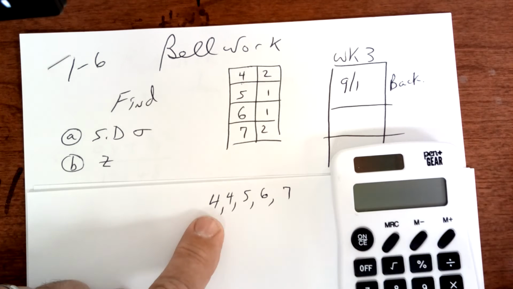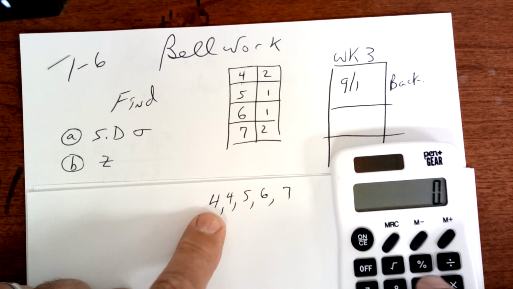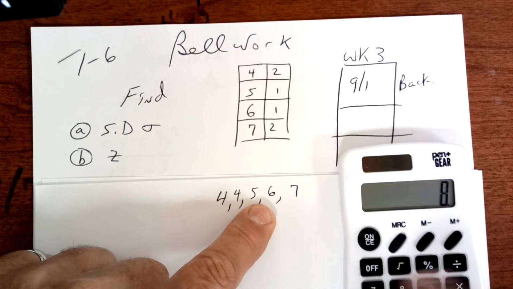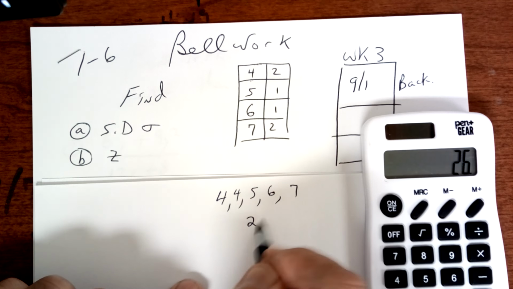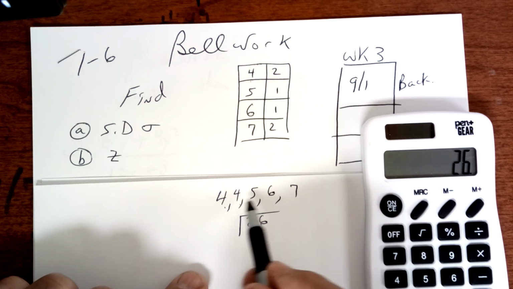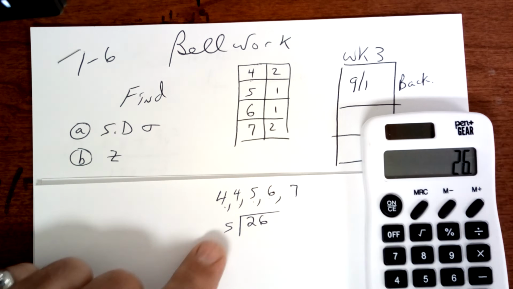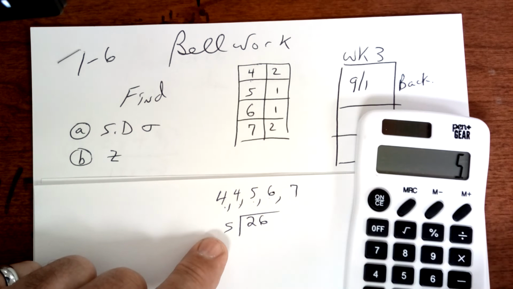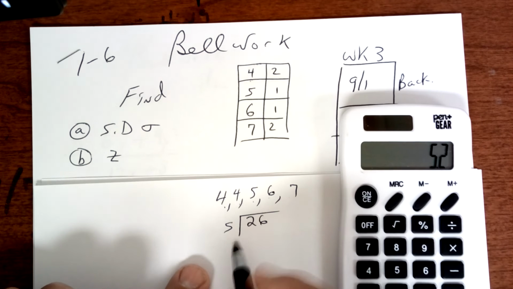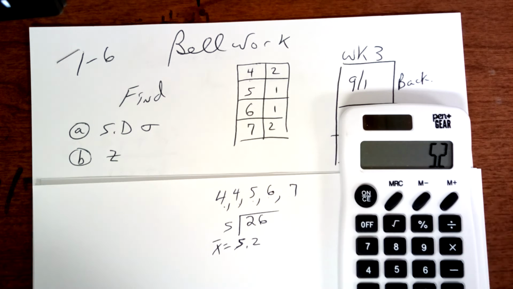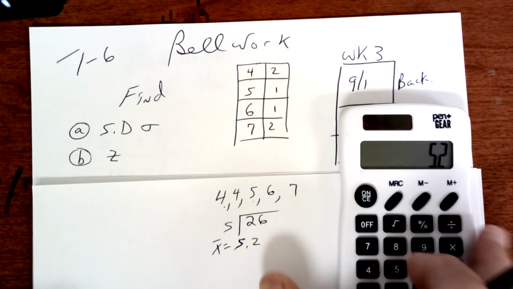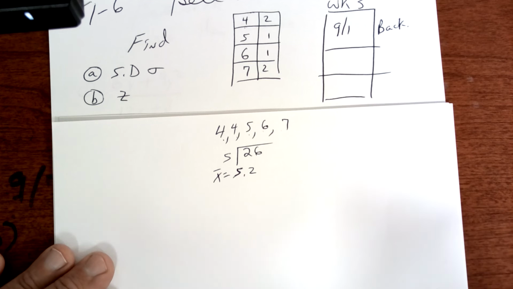So it's going to be 4 plus 4, which is 8, and 11. So 8 plus 11 plus 7. I get 26. And we're going to divide by 5. So the average is 5.2. Okay? So now that we have the average, the next thing we're going to do is do the standard deviation.